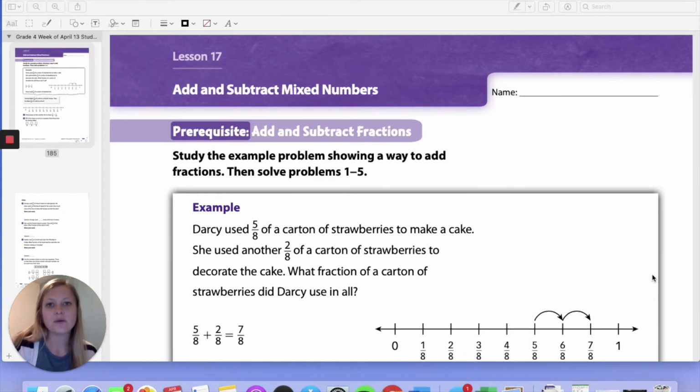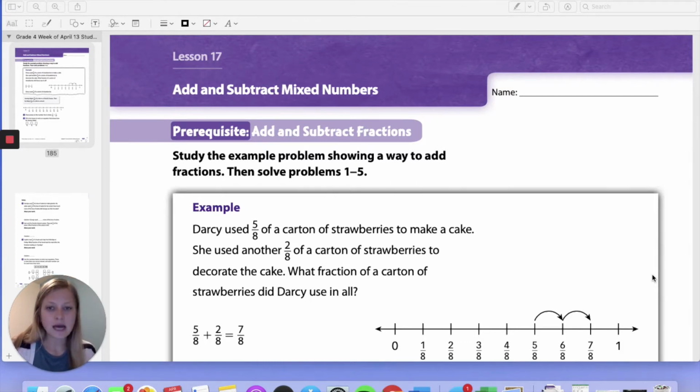We are going to be reviewing two problems that you are going to find from your packet that was hopefully mailed to you or picked up. And that is your Lesson 17 math packet, and it is about adding and subtracting mixed numbers.